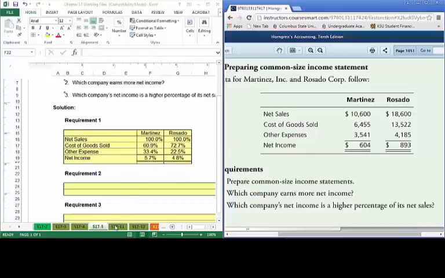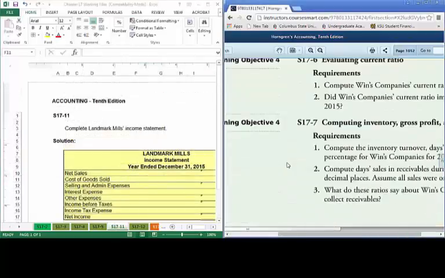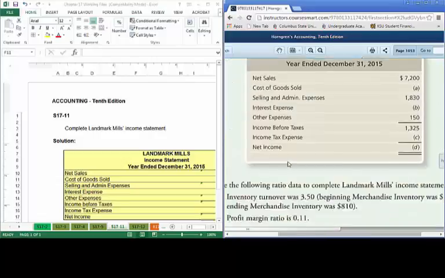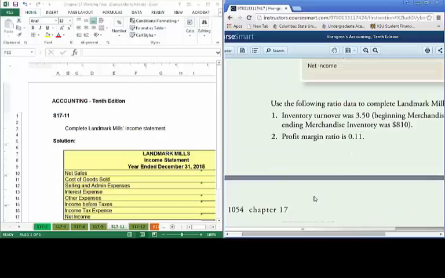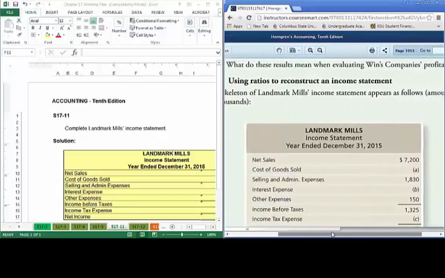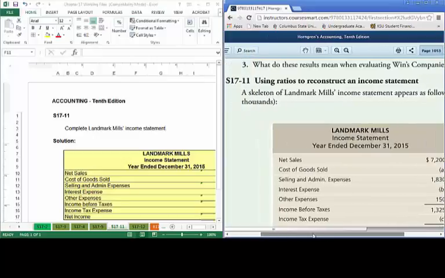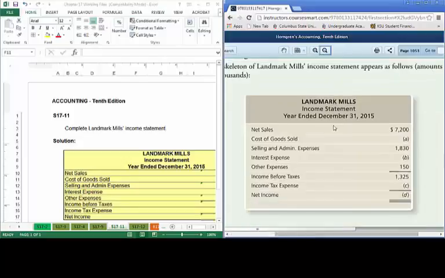So now let's look at exercise 11. Okay, we're going to look at exercise 11. So here we're going to look at ratios and to reconstruct an income statement. Okay, this is going to give us practice with some ratios.